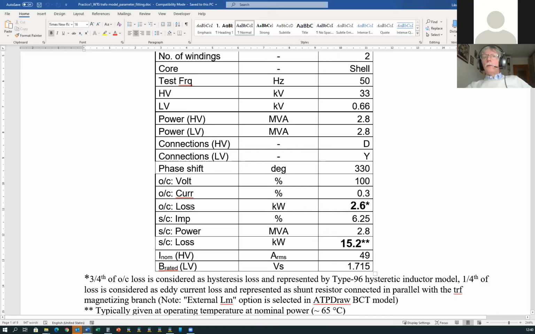So we have two losses, one open circuit loss and one short circuit loss. Of course, taking the nominal power and nominal voltages, we can calculate the nominal currents at either side of the transformer, or if you like, you can calculate the nominal flux of the winding. Because some parameters are given in percent, it's nice to have these nominal data in ampere or in volt seconds. We can convert these data from each other easily.